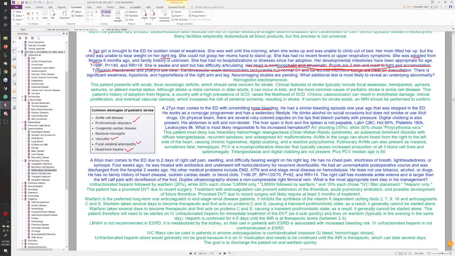And then here we have it. They did the physical exam. There are several ruby-colored papules, which are telangiectasias, on his lips that actually blanch partially with pressure. Digital clubbing is also present. His abdomen is soft and non-tender. The liver span is 8 centimeters and the spleen is not palpable.